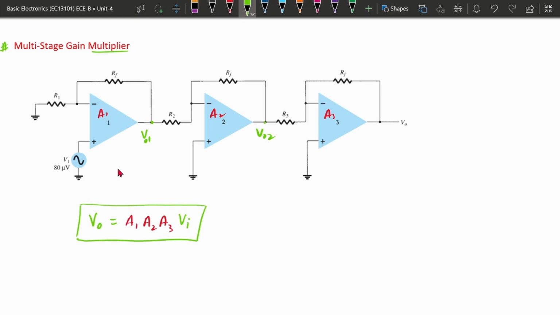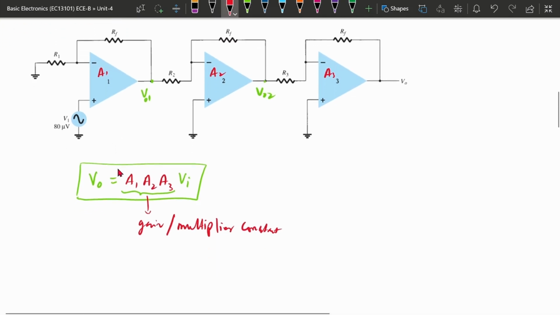So from there we can see we can design a multiplier circuit with multiple stages, and its gain will be a constant multiplier. The constant multiplier here is implemented by three different stages. So A1 multiplied by A2 multiplied by A3 will be the overall gain of the circuit. Okay, so how this can be implemented we can just see.